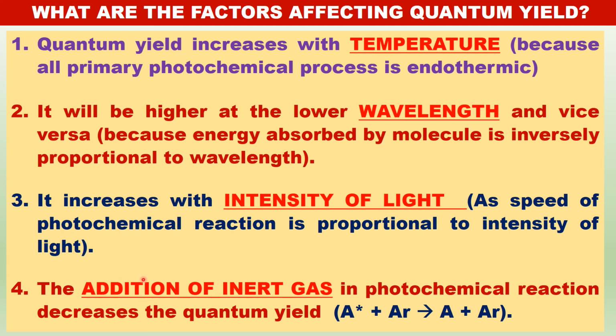What is the effect of addition of inert gas? The addition of inert gas in a photochemical reaction always decreases the quantum yield because of collision. Because of collision with the excited molecule, it deactivates the excited molecule to give back the reactant.